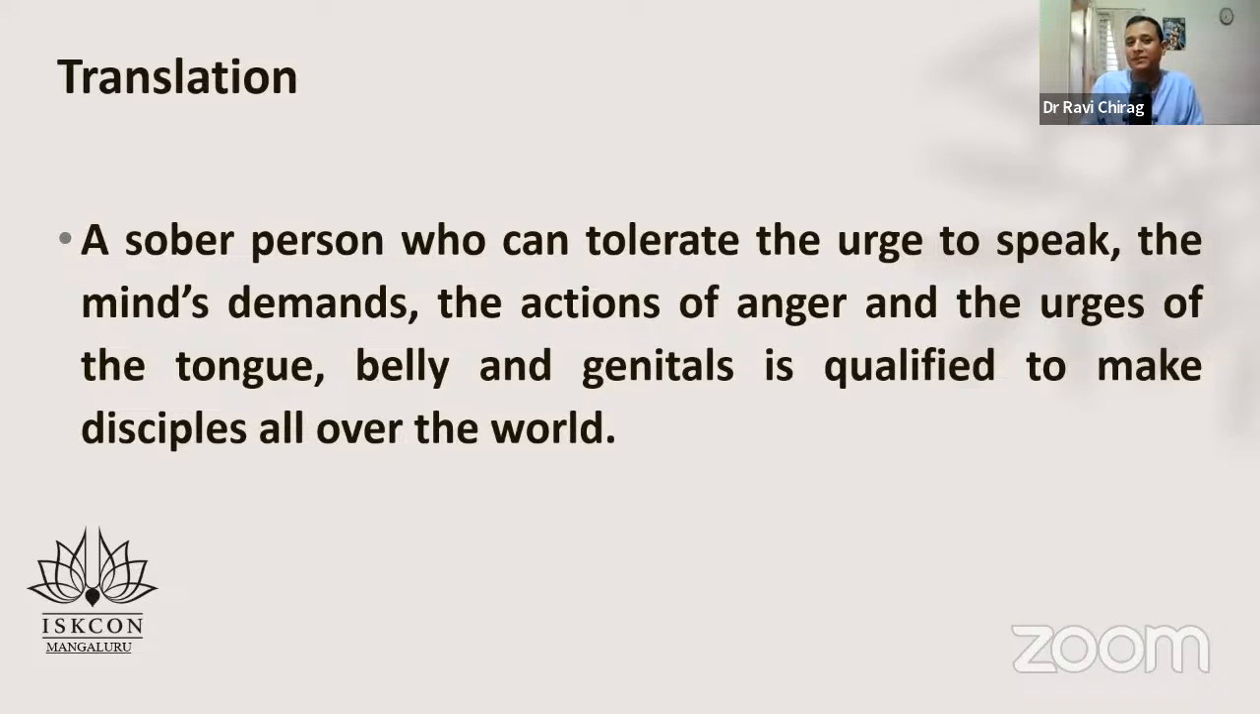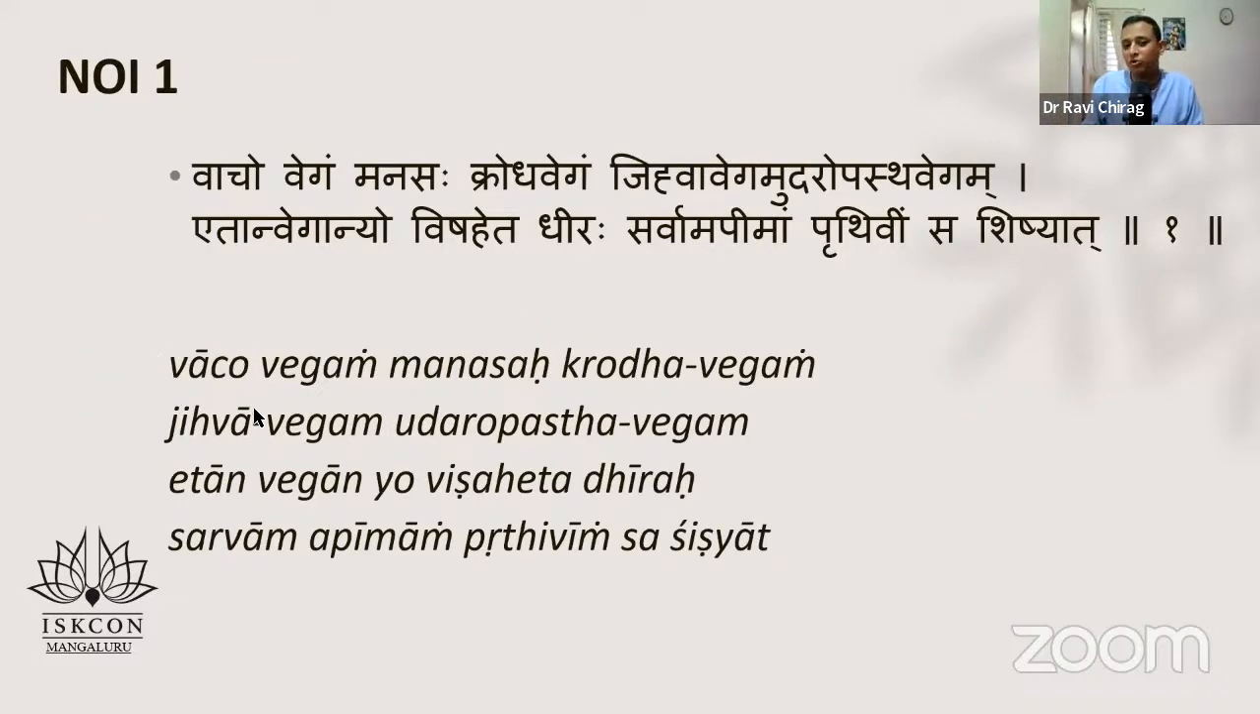Okay. So many things, so many instructions. One sloka, 6 instructions. What are the 6 instructions? So these are 6 instructions. Vacho, manasha, krodha, 3. Jihva, udar, upastha, 6. Okay, so 6 things are there in just one sloka. Very compact sloka, very powerful.